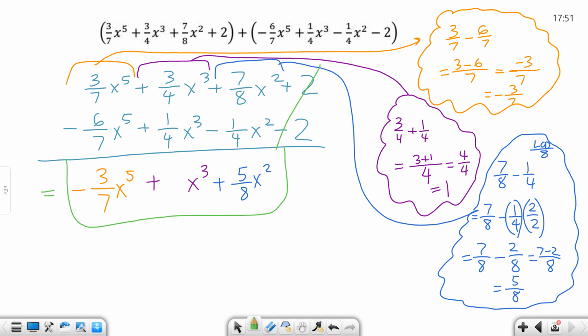All right? So I hope this helps in adding polynomials. All right? Adding polynomials.